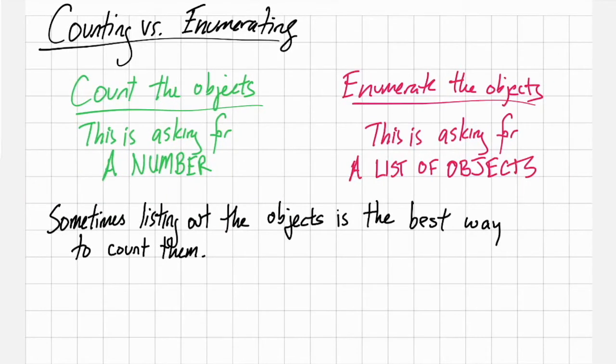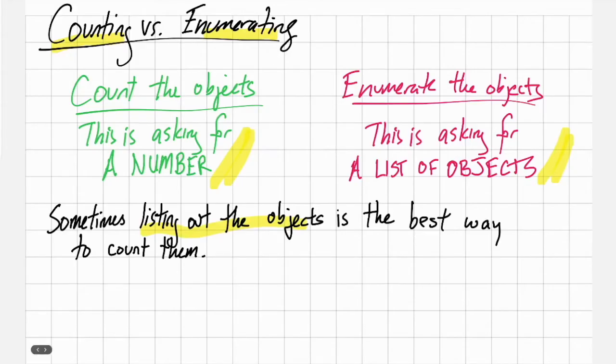Now, there's a distinction between the concept of counting and enumerating. When we talk about counting objects, the answer that you'll get is a number. On the other hand, if you're enumerating objects, the answer will be the list of objects that you're counting. And in fact, sometimes the best way to count things is actually just to list out all of the objects.